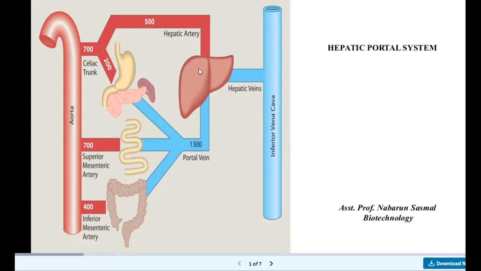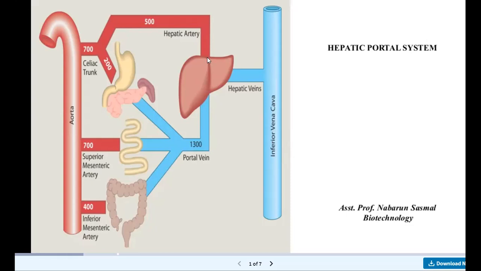So two blood vessels bring blood to the liver. One is the hepatic artery, which carries a smaller volume of blood. And the second one is the portal vein, carrying a higher volume of blood, but with less oxygen and a high amount of nutrients, digested food products coming to the liver, and then some metabolic products that need to be metabolized in the liver, all come through the portal vein.